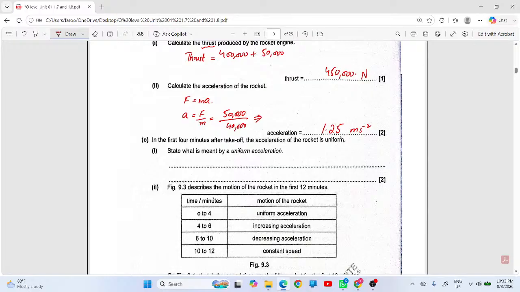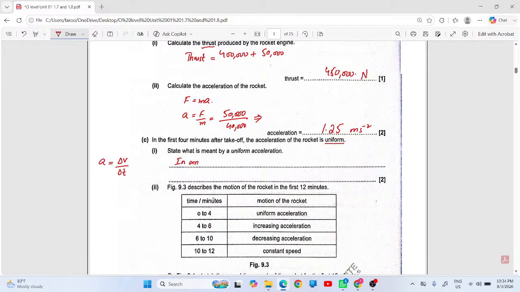Next is in the first 4 minutes after takeoff, the acceleration of the rocket is uniform. State what is meant by the uniform acceleration. Acceleration होता है change in velocity over time. So the equal change in velocity in equal interval of time. ठीक है ऐसे लिखते हैं.